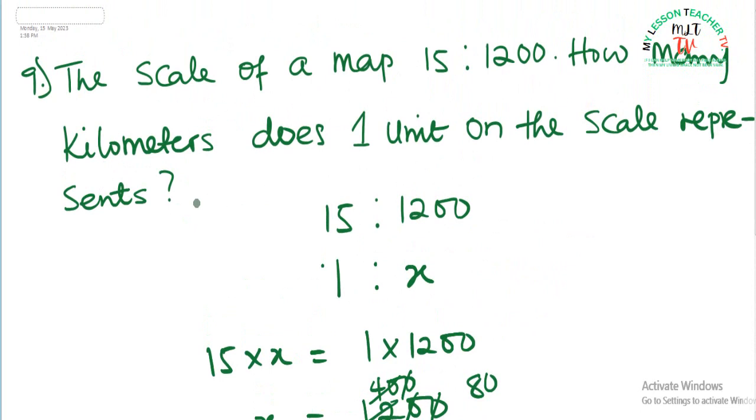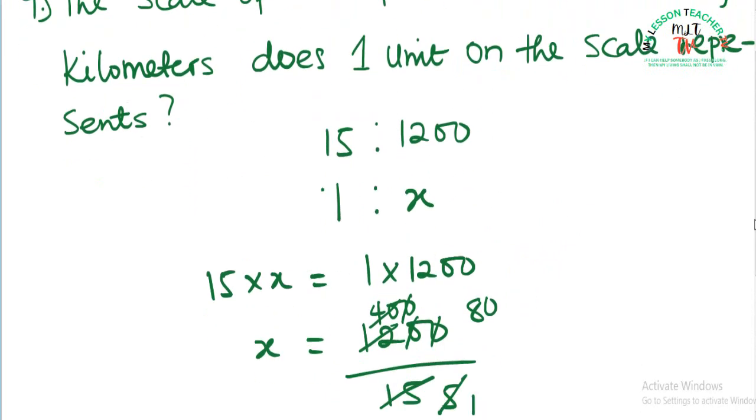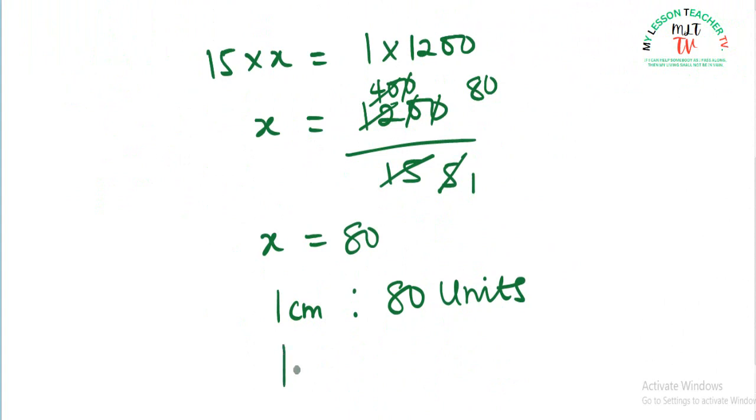So the question says, how many kilometers does 1 unit on the scale represent? So 1 unit on the scale represents 80 kilometers on the ground.